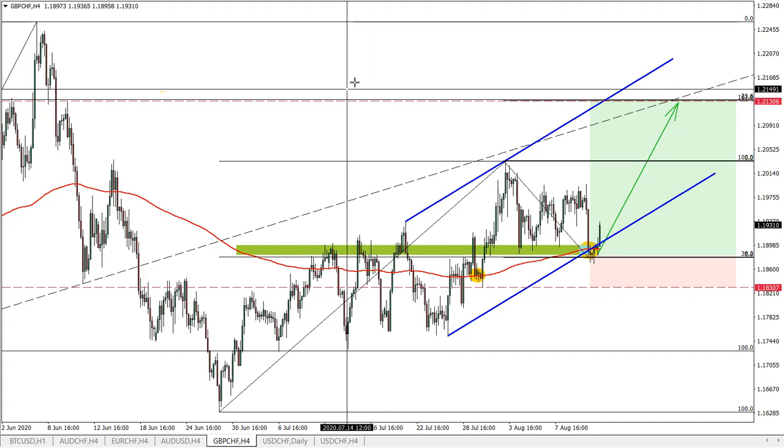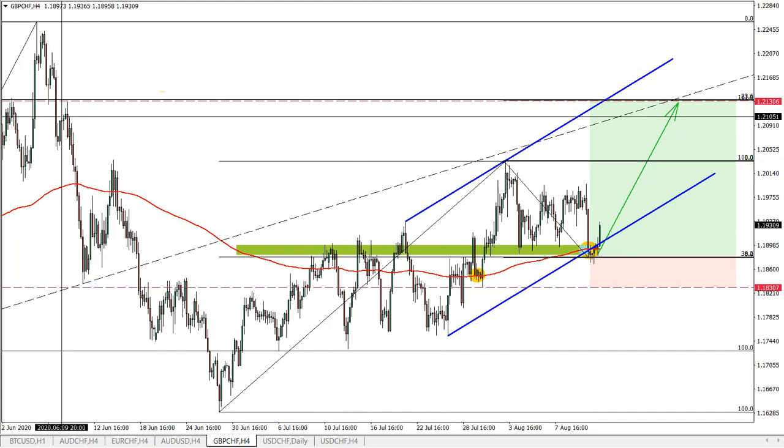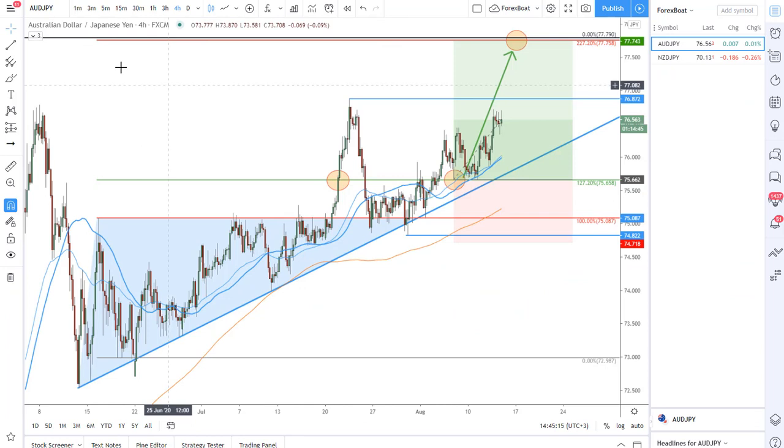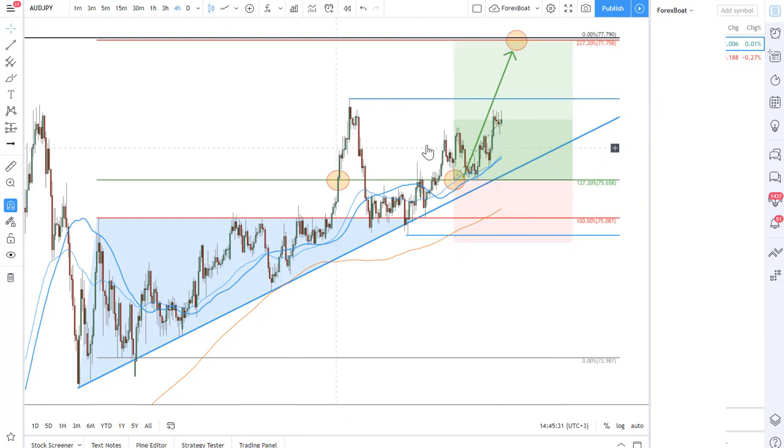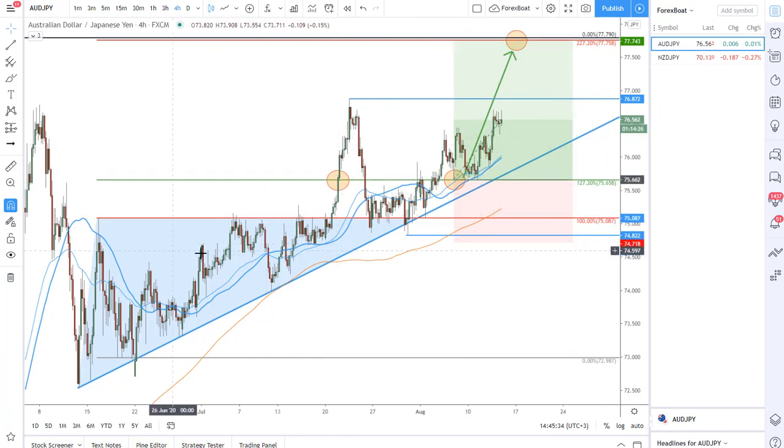And we are left with the ideas on TradingView. Let's move to them. And this is Australian versus Japanese yen. Idea is in green, so half profit could have been fixed while the price has moved half the way towards the resistance. Here stop loss at the break even to secure the idea, and we're just going risk free with this one.